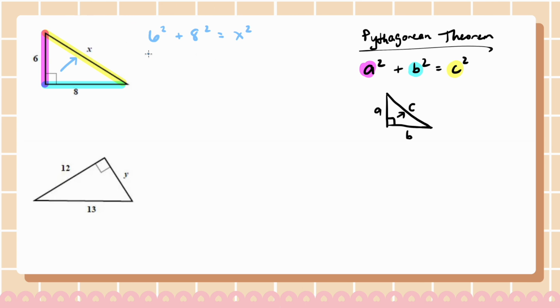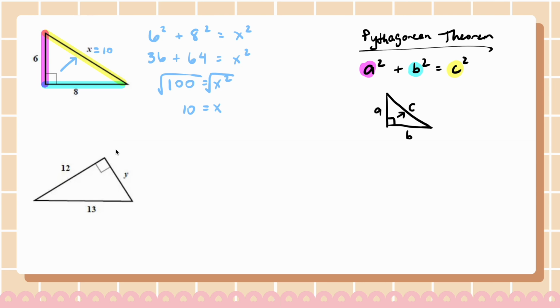Now let's go ahead and simplify. So 6 squared gets me 36, plus 8 squared gets me 64, is equal to x squared. I want to combine like terms, so let's add 36 plus 64. That gets me 100 is equal to x squared. And if I want to get x by itself, I need to get rid of this square. So let's square root both sides. And so now these two will cancel out. And all I'm left with is x is equal to the square root of 100, which is 10. So that means this side length over here is equal to 10.